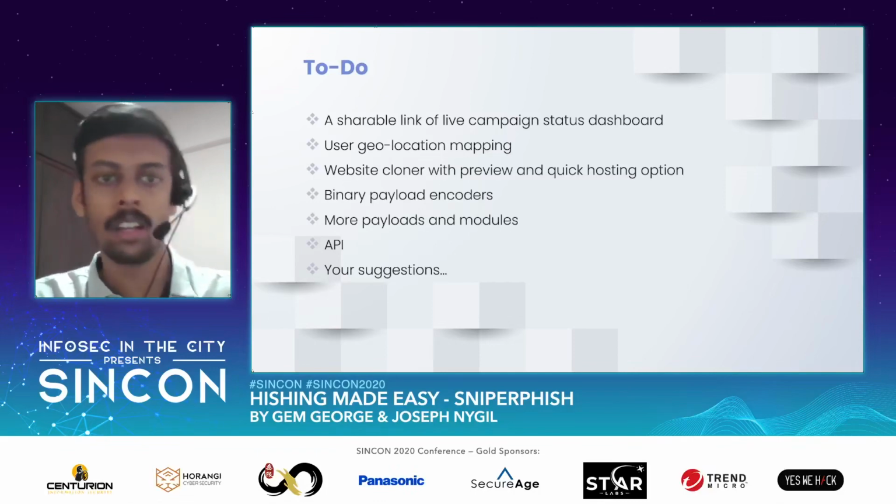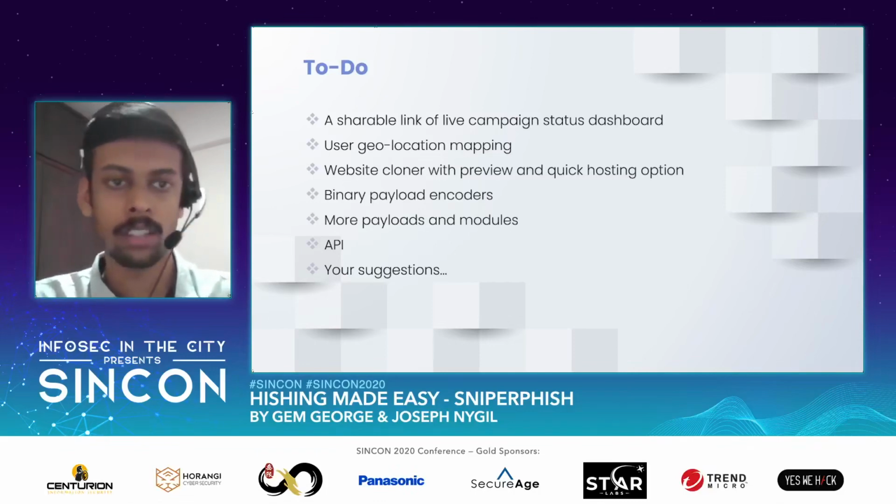So they will get an updated idea about how the campaign is progressing. User geolocation mapping is where we plot the user location on the world map. For example, if the user opens the mailbox and opens the phishing mail, we will track it. So we can track the user based on their IP, and plot their geolocation. And the phish website cloner with preview and hosting option. Currently, we do not have a website cloner module in the phishing toolkit. We will be adding that soon.